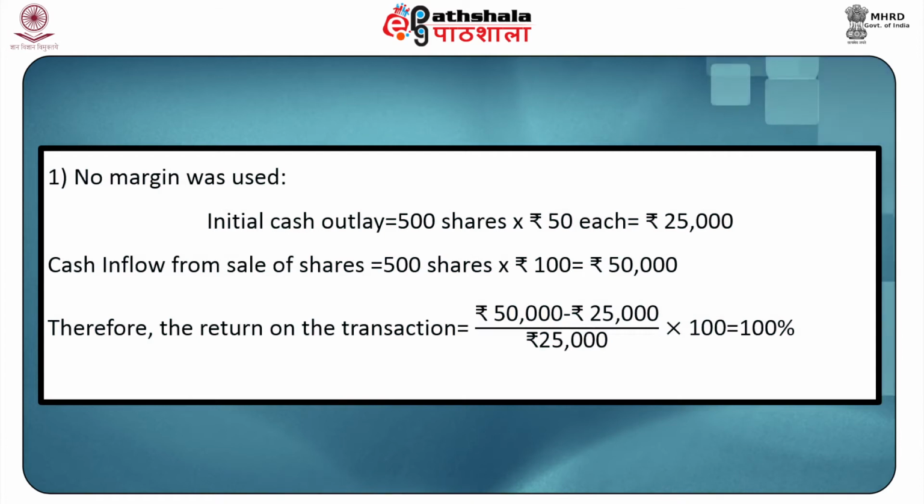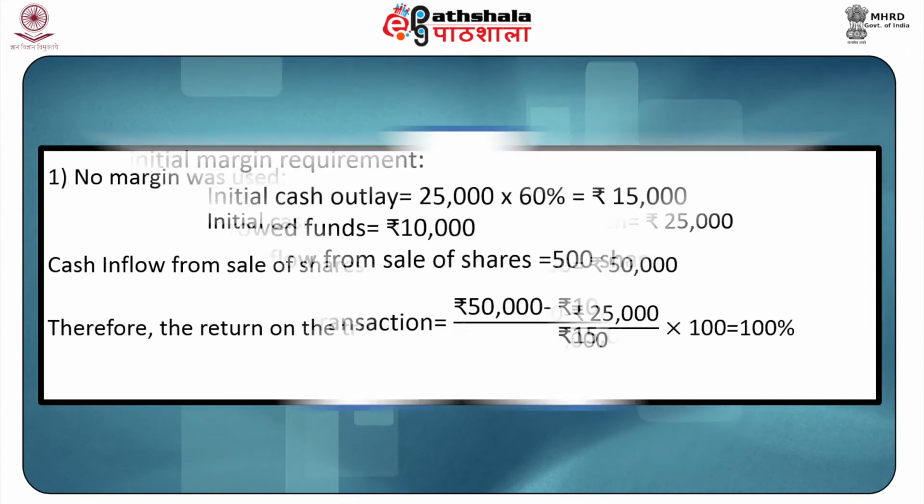If no margin was used, the initial outlay would be equal to 500 shares multiplied by rupees 50, which would be equal to rupees 25,000. Cash inflow from sale of shares would be equal to 500 multiplied by 100, which would be equal to rupees 50,000. Therefore, the return on transaction would be equal to rupees 50,000 minus 25,000, divided by 25,000, multiplied by 100, which would be equal to 100%, or rupees 25,000.